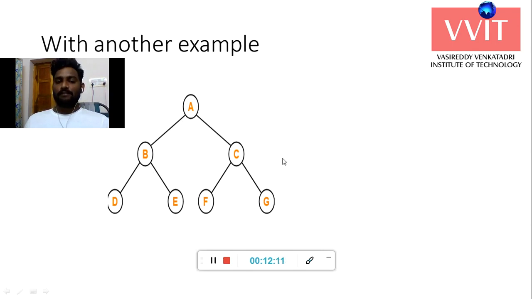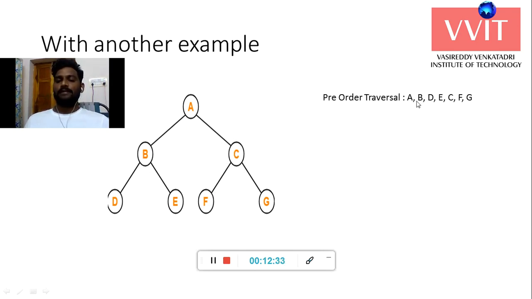Here the right subtree consists of 3 nodes. In this right subtree, the root node will act as C. That means root is completed, left is completed. In that right subtree, again we visit the root C. Once the root node is visited, then go to the left subtree part, which is F, then go to the right subtree part, which is G.